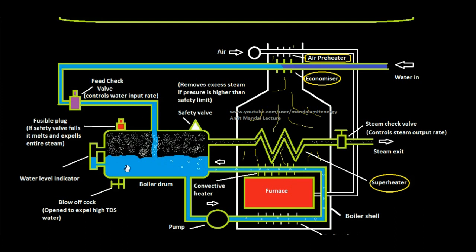Now you can see over here there is a blow off cock. What is the job of this blow off cock? Water comes, ultimately it converts into steam and steam goes out. Water always contains some salt with it. The salt doesn't go away with the steam, so continuously there will be accumulation of salt inside the boiler drum. In case the salt level goes beyond a particular limit, it can damage these water tubes, the pump, etc. It can clog the tubes.